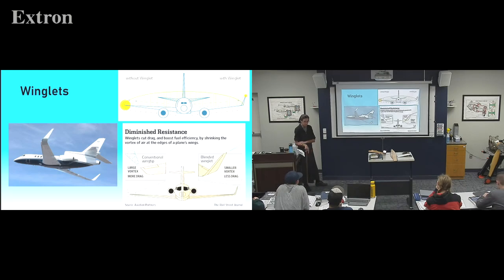Not only do they help prevent turbulence for the little guys flying behind them, but they help increase lift and decrease drag because you're shedding that off with less turbulence going on.